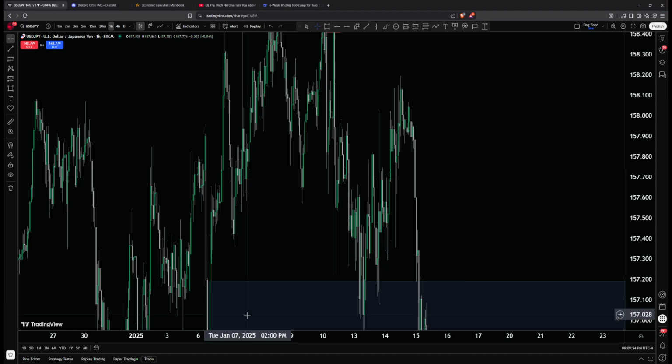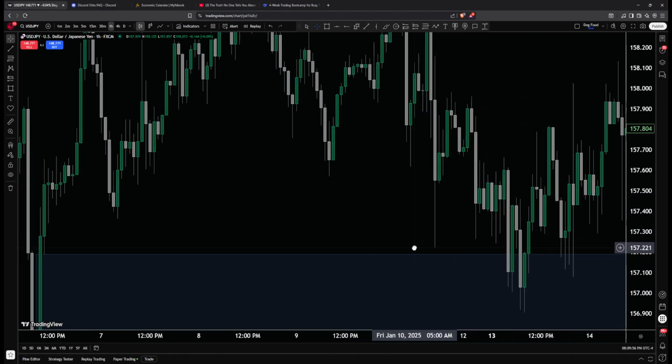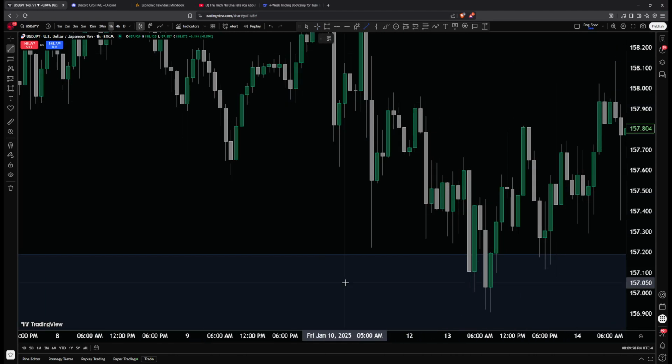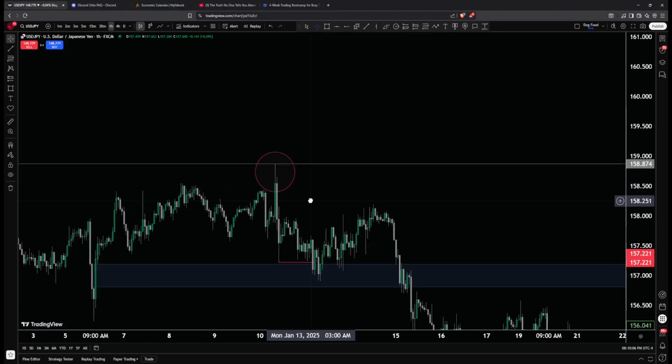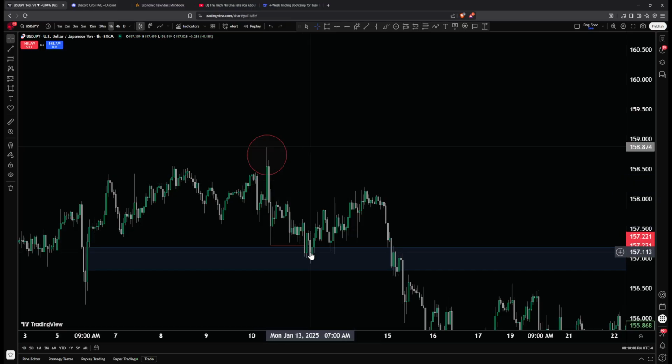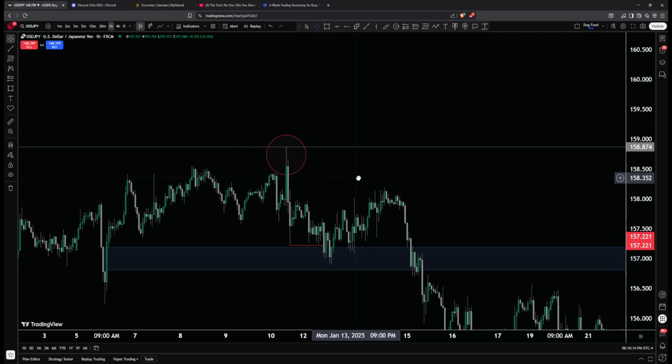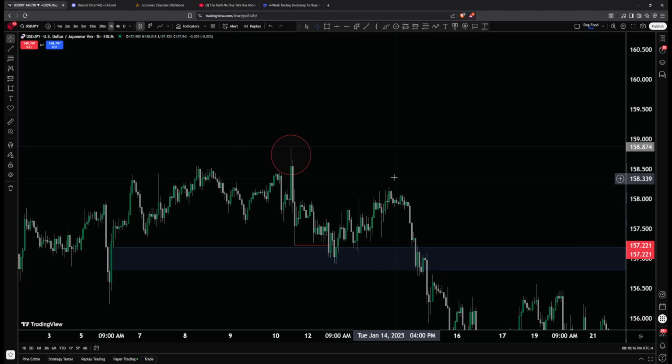Now, on the way down, when it did that, it took out this low. When they took out that low right there, we'll identify that with a red horizontal line. When they took out that low, the algorithm kicked in per usual, and they started going back up. Now, how would we have caught this move?